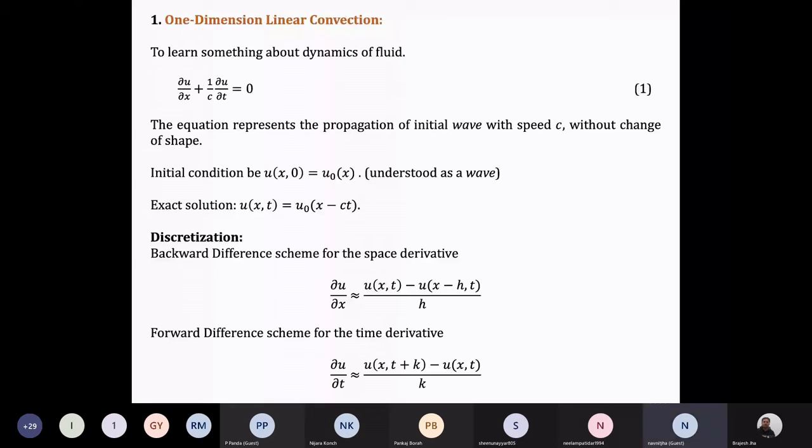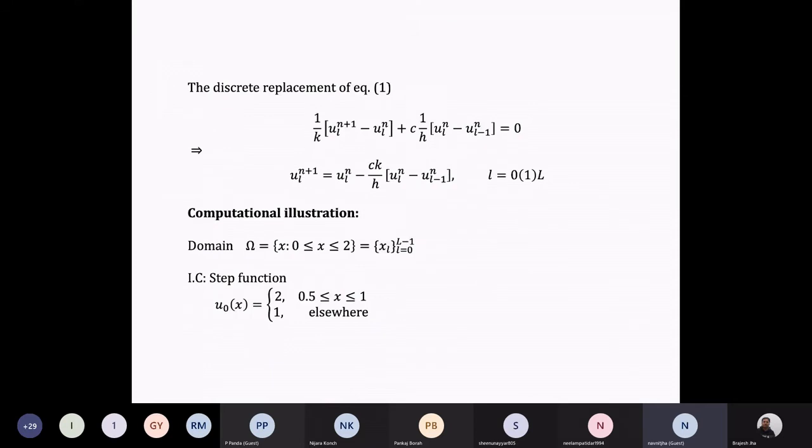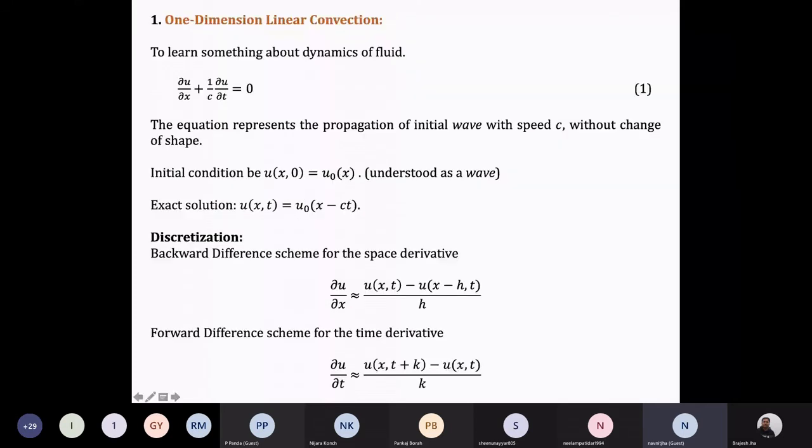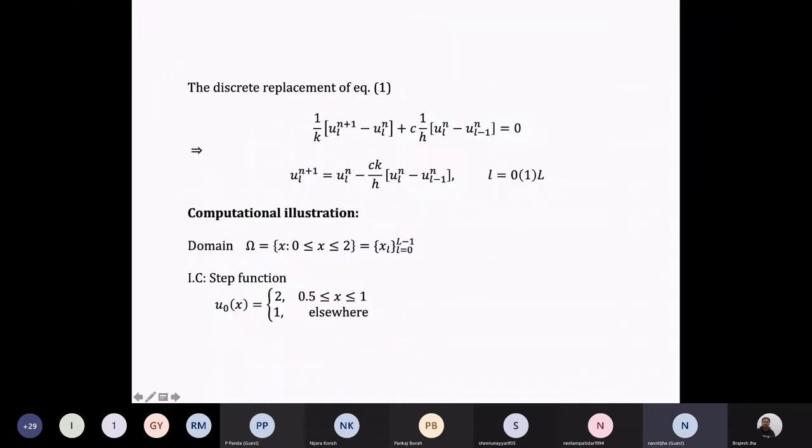Here I have deliberately taken backward difference. I will explain why I took backward later on. But for the time being, because both the formulas are giving first derivative, it is a simple discretization. Now I am going to denote this equation 1, del u by del x plus 1 by c del u by del t. I am going to discretize like this: u_i^(n+1) minus u_i^n by k and plus 1 by h u_i minus u_(i-1).